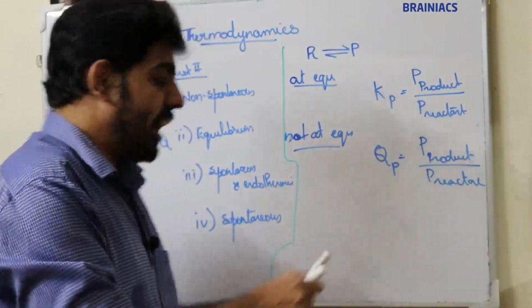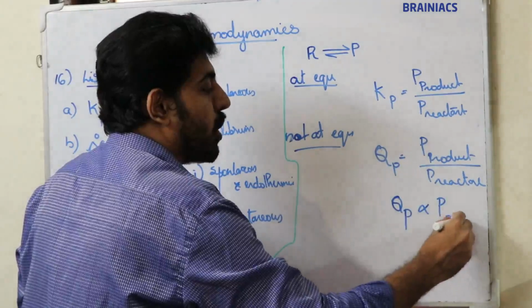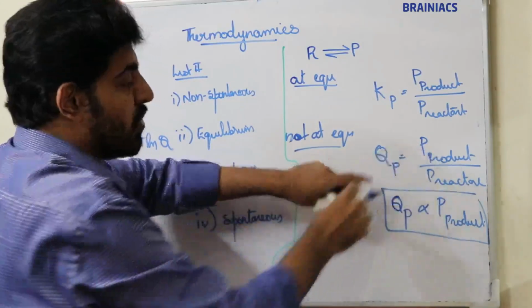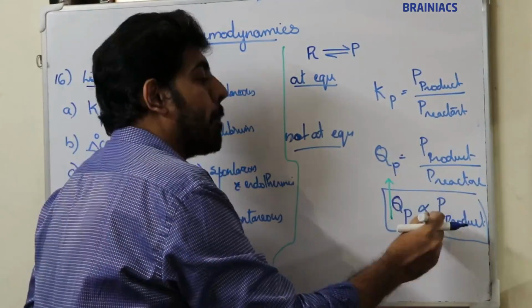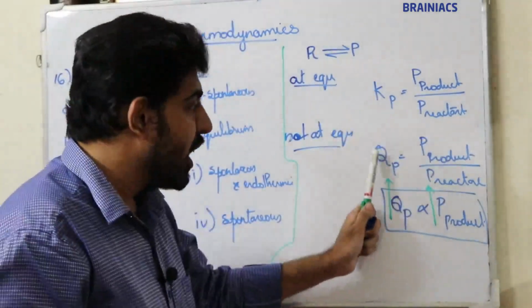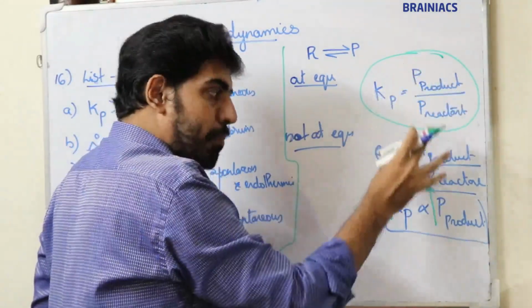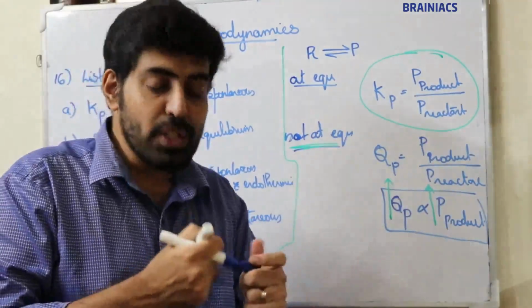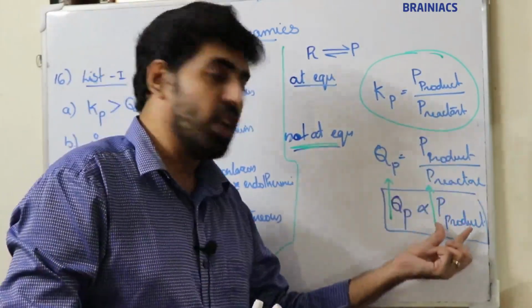I think it's clear. From this equation we can understand that Qp is directly proportional to the pressure of product. Please don't consider the earlier equation, please consider this equation. When the reaction is not at equilibrium, the ratio of pressure of product and pressure of reactant is known as Qp. Now from this equation we can see that Qp is directly proportional to the pressure of product.